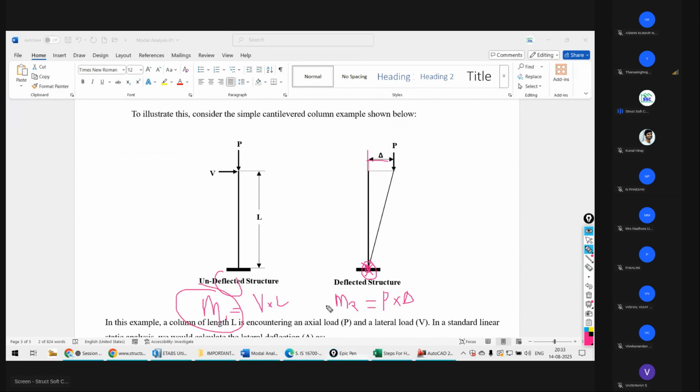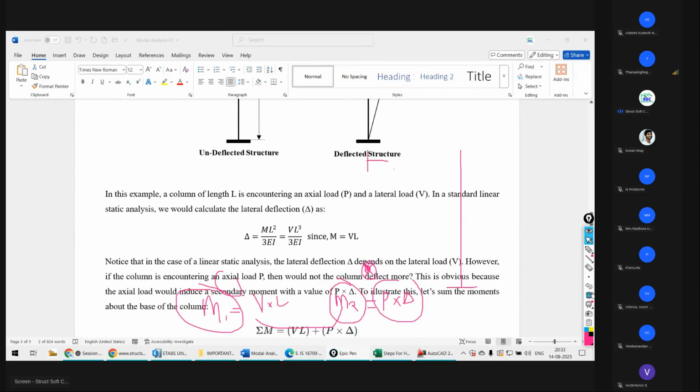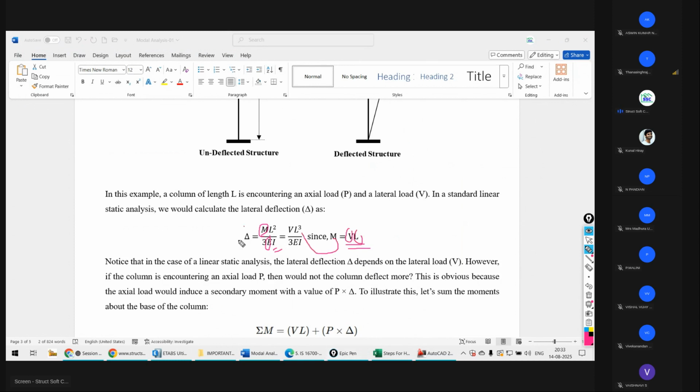This moment is going to be added as moment 2. Moment 1 is the primary moment, this is called the secondary moment, and this additional moment is going to be added. So when you consider the P delta effect, you have to design for both of the moments. And how can you calculate this delta? By M multiplied by L squared divided by 3 times modulus of elasticity and moment of inertia, and moment will equal shear force multiplied by length. If you put that over here, you will get the displacement delta by this formula.